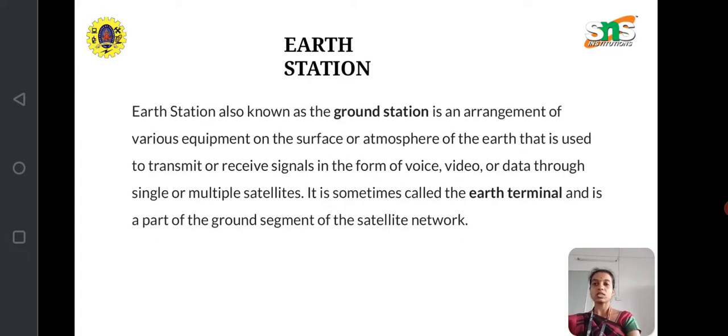Earth station. What is meant by Earth station? An Earth station, also known as a ground station, is an arrangement of various equipment on the surface or atmosphere of the Earth that is used to transmit or receive signals in the form of voice, video or data through a single or multiple satellites. It is sometimes called an Earth terminal and is a part of the ground segment of the satellite network.